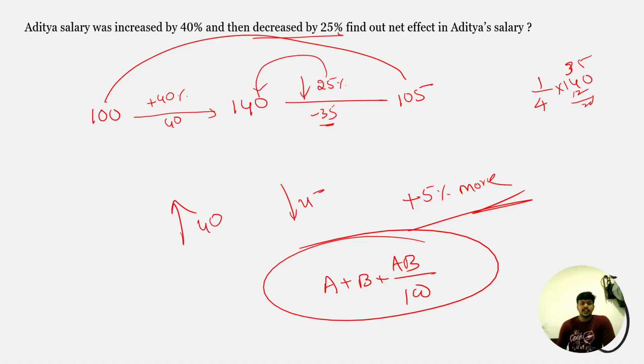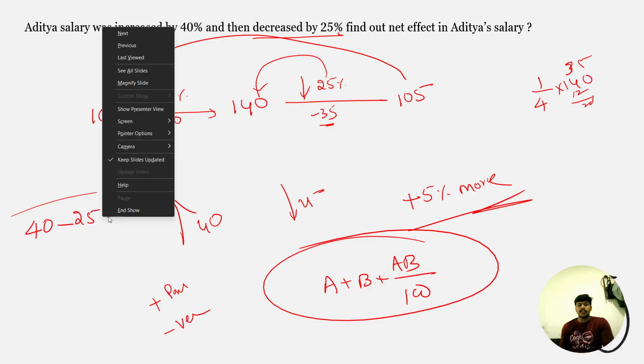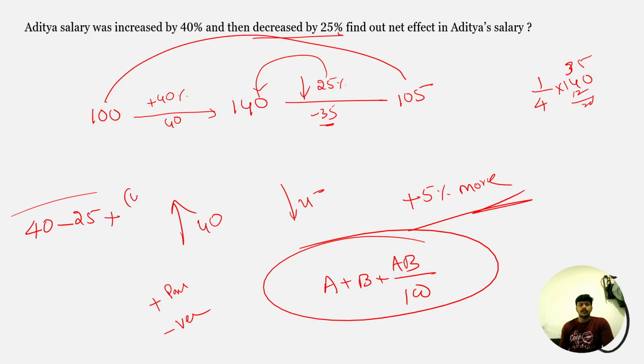So what is meant by that? See, if there is an increase, take the positive value. If it is a decrease, take the negative value. Like in our case, first increased by 40%, plus, then decreased by 25%. Then a plus b plus a into b, 40 into minus 25 by 100. This will directly give you the value 5. So the salary got increased directly by 5%. If it is positive, take plus. If it is negative, take minus. That will give you the net effect value.